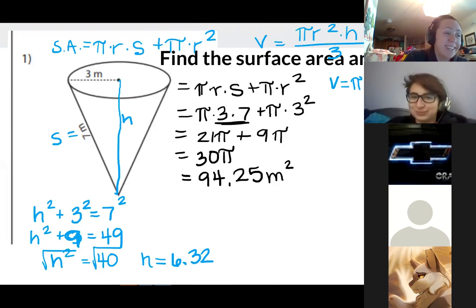Okay. So 6.32 and then divide by 3. Then we're going to keep simplifying those numbers. We're going to take that 6.32 and multiply by 9.